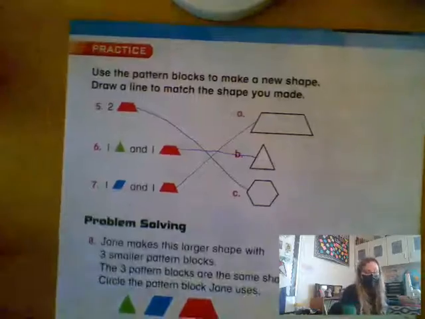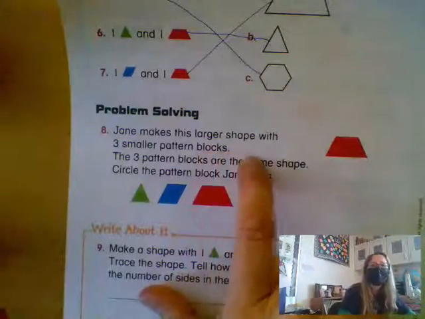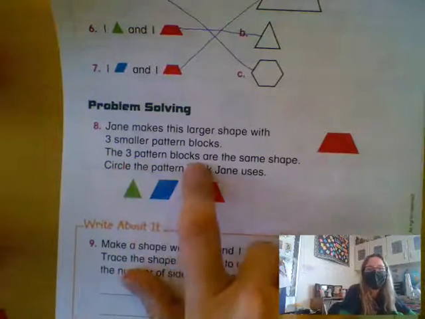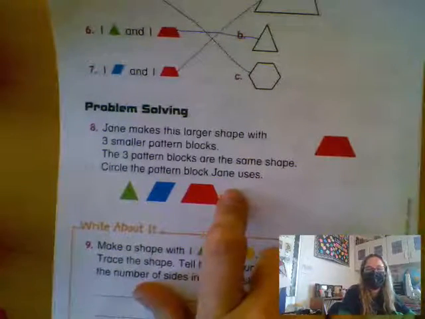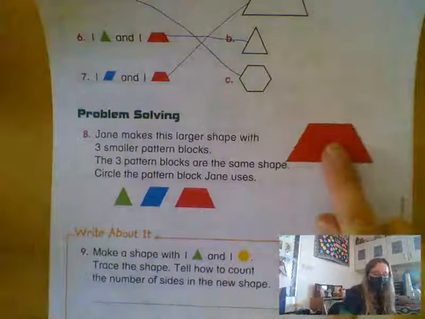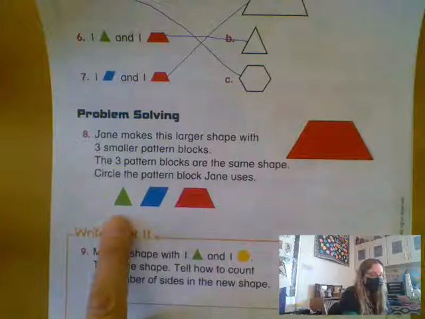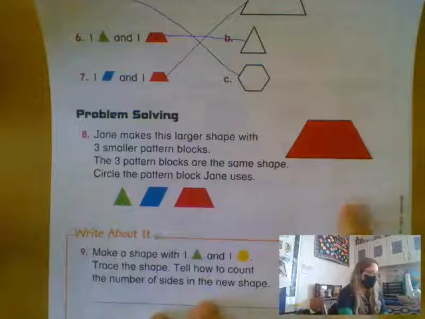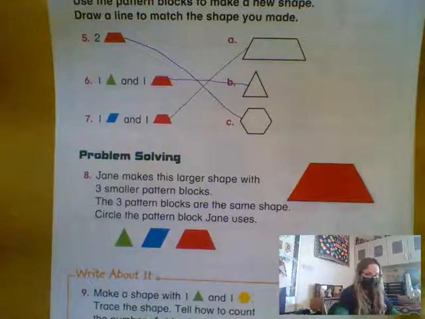All right, let's look at the problem solving now. It says Jane makes this larger shape with 3 smaller pattern blocks. The 3 pattern blocks are the same shape. Circle the pattern block that she uses. So she's making this shape using 3 of the pattern blocks that are all the same. Would she use 3 triangles, 3 rhombuses, or 3 trapezoids to make a trapezoid? Figure it out. If you need to use your shapes to practice, try it and see.